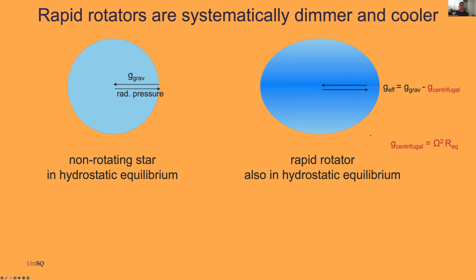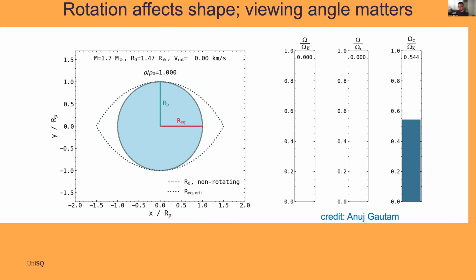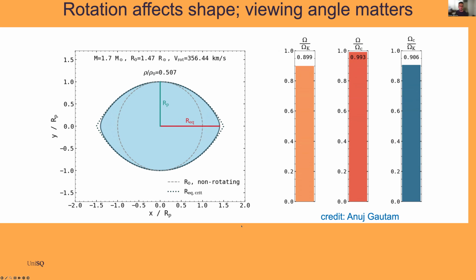Now, this also means that you can get away with a lower radiative pressure in order to counteract gravity. So the nuclear luminosity of rapid rotators is lower. And since luminosity goes as r squared T to the 4, the luminosity is lower and the radius is bigger, therefore the temperature can be really markedly lower. In fact, it can be up to 1,000 Kelvin lower than a non-rotating star of the same mass and metallicity. And this affects the shape of the star, and it means that the viewing angle that we have to the star makes a difference for the observed temperature.